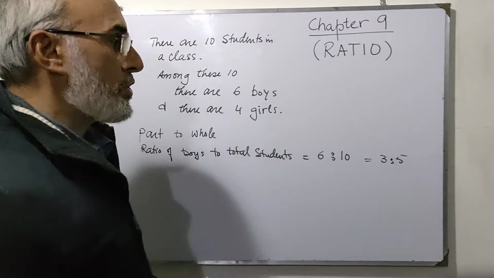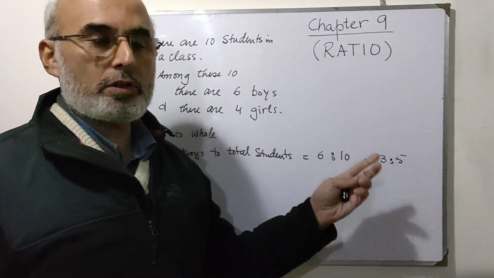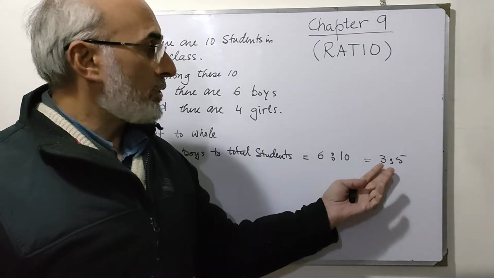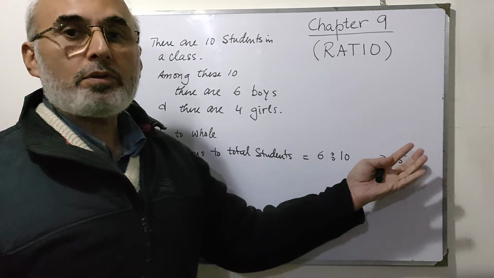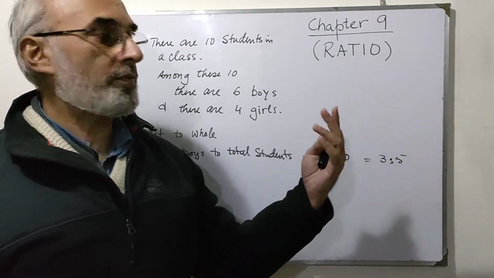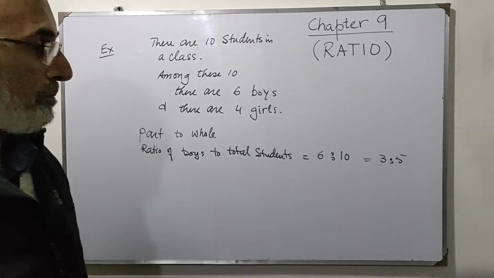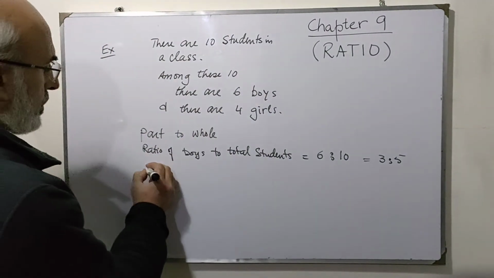Now, there is no common factor in it. The common factor only present is 1. So it is in the simplest form. So when the total number is 5, there are 3 boys. Okay? Simplest form.